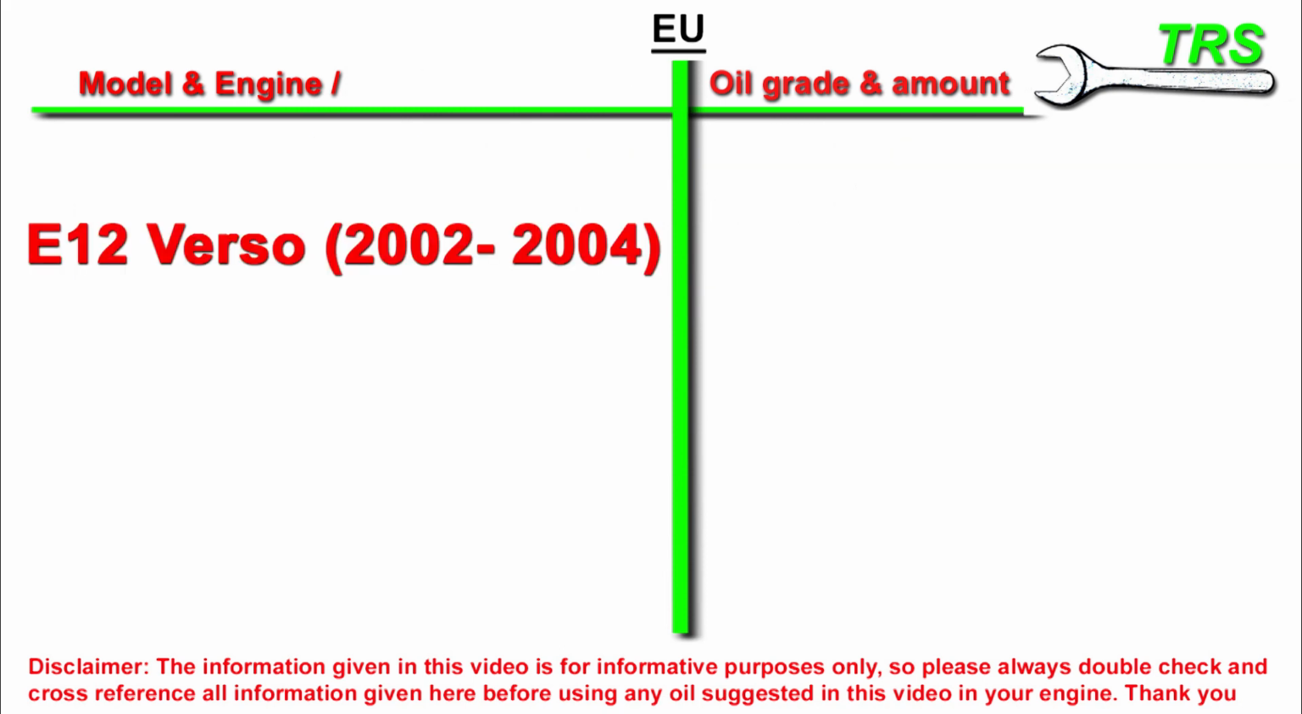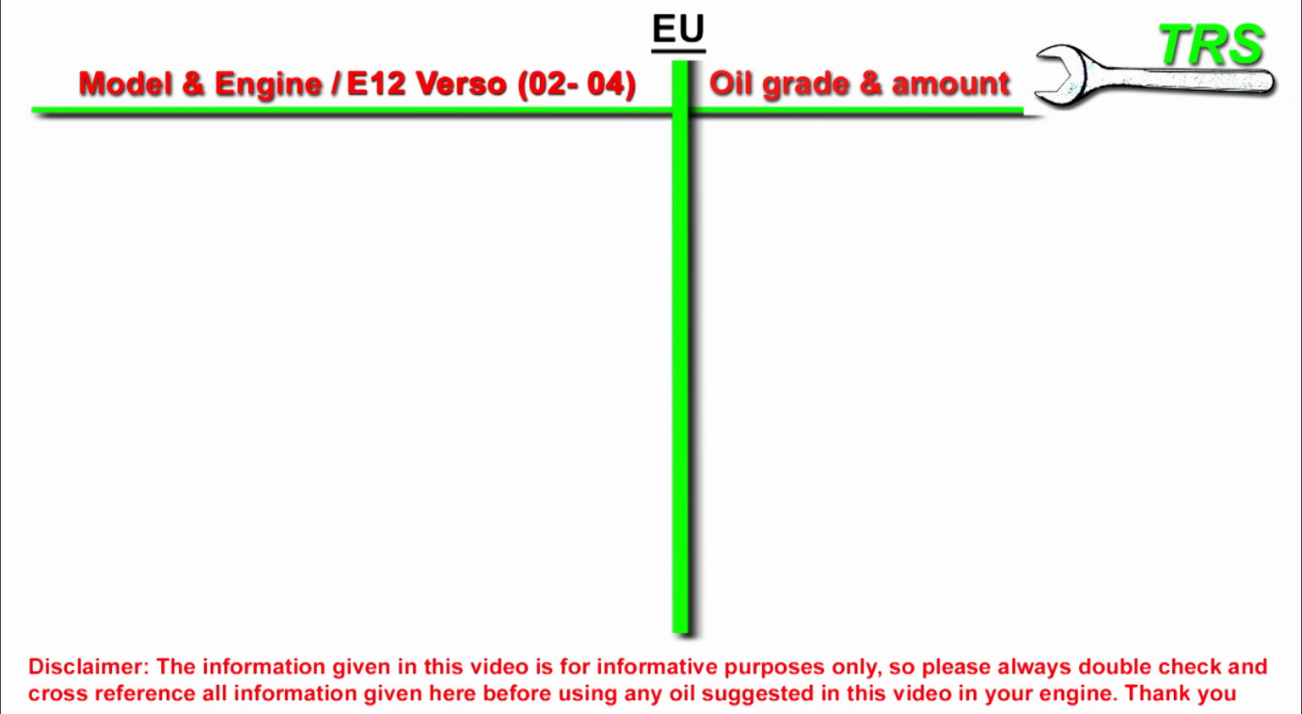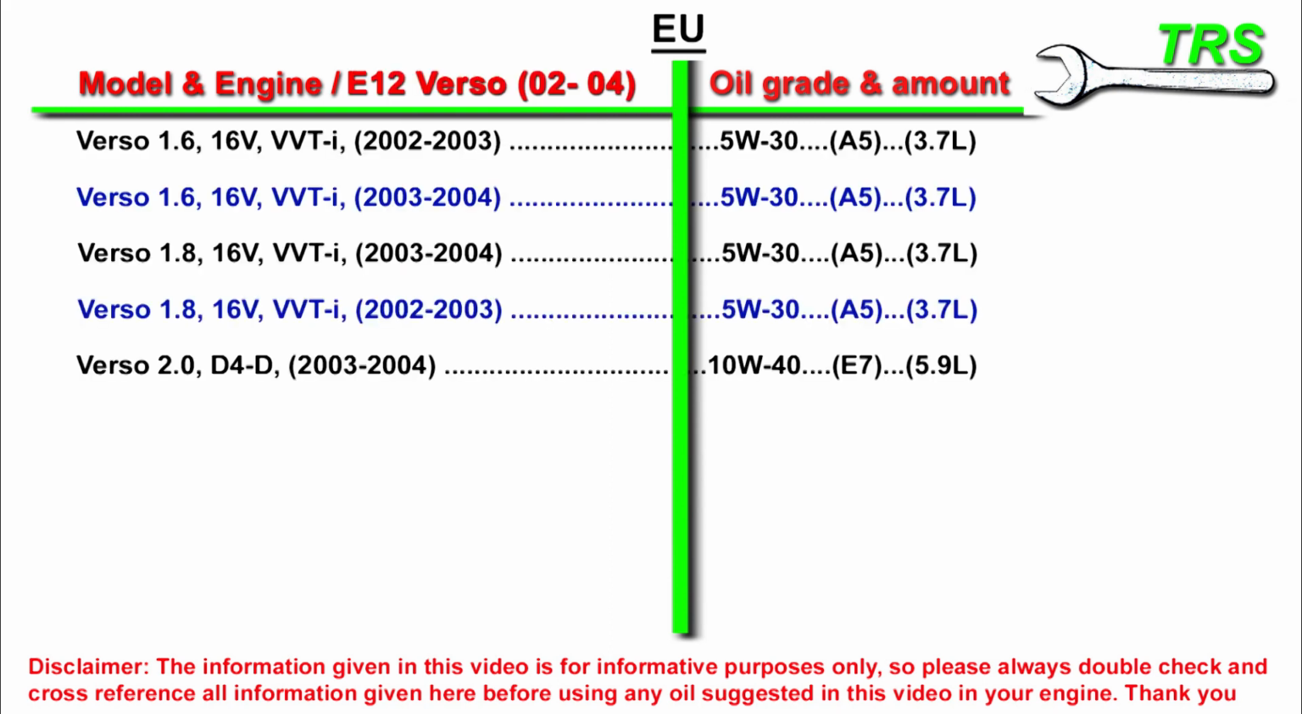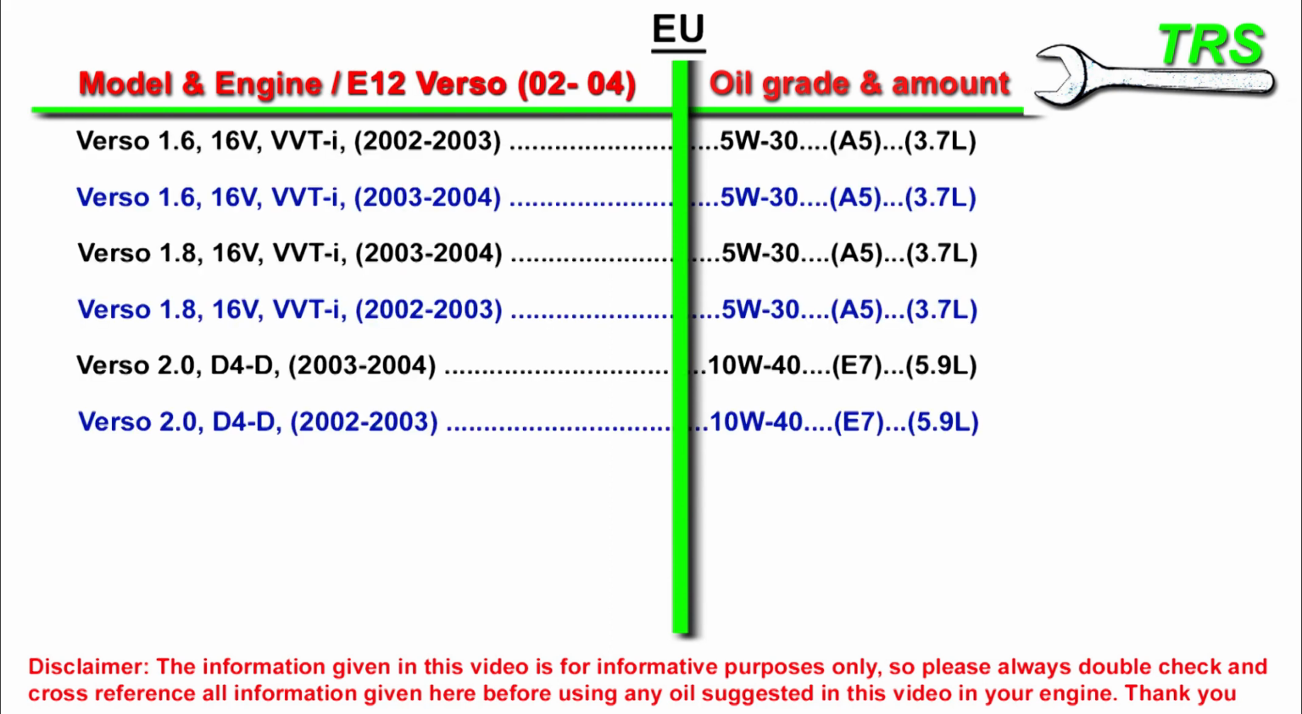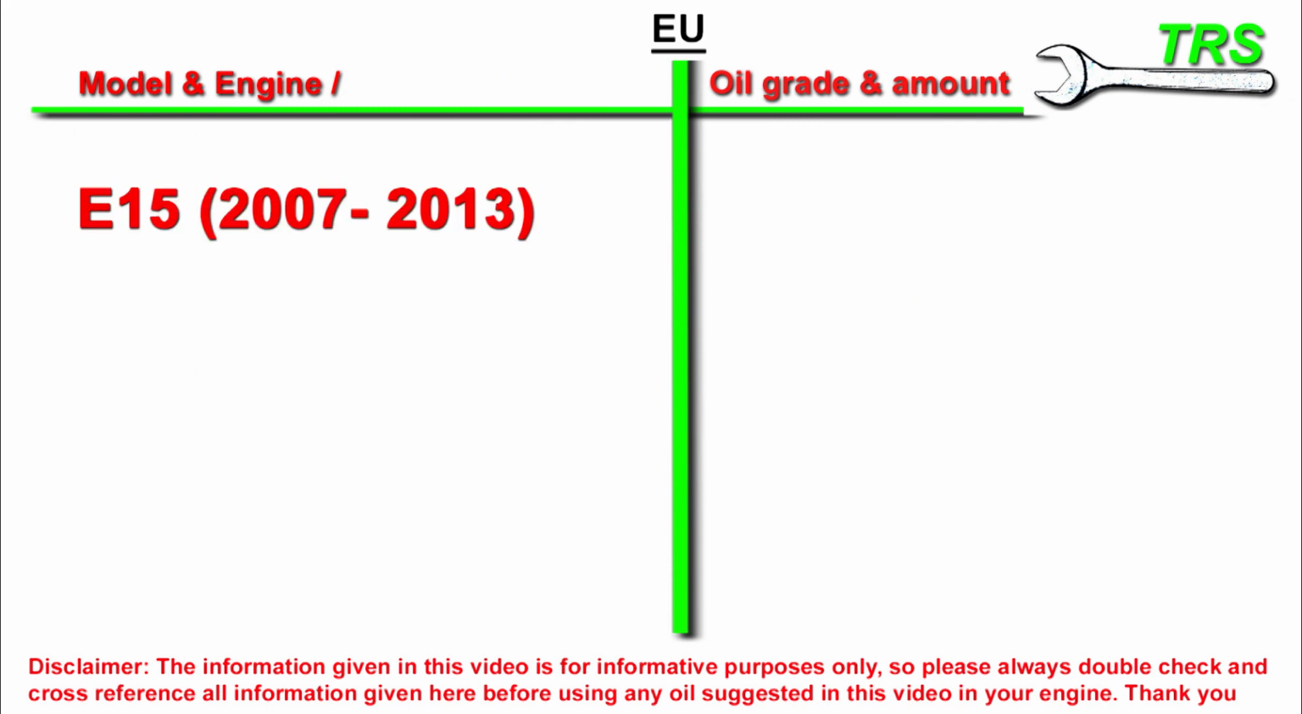And so the next category is the E12 Verso from 2002 to 2004, not to be confused with the Verso R1 which is coming shortly. So then here's the list for the E12 Verso, and if this is your category then please pause there while I move on to the E15 from 2007 to 2013.